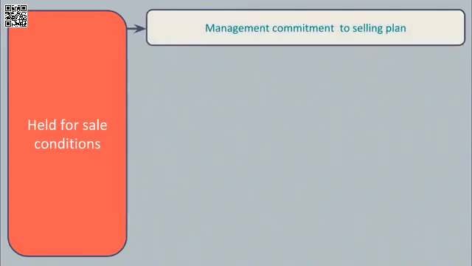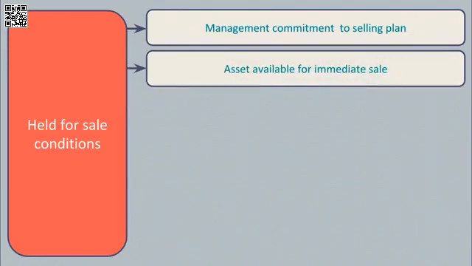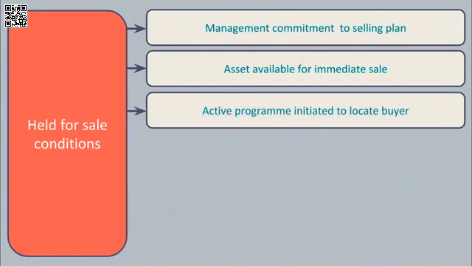For the warehouse to be classified as held for sale under IFRS 5, the following conditions must be met. The management is committed to a plan to sell. We know that directors of So Sushi Incorporated are committed to sell as the property is already on the market. The asset is available for immediate sale. Again, this is true. The warehouse is currently on the market. There is an active program to locate a buyer. We know that there is a number of interested parties.